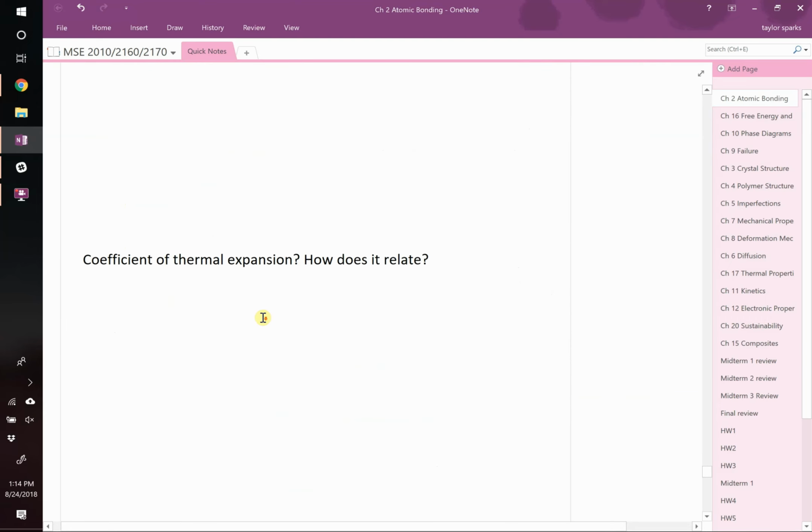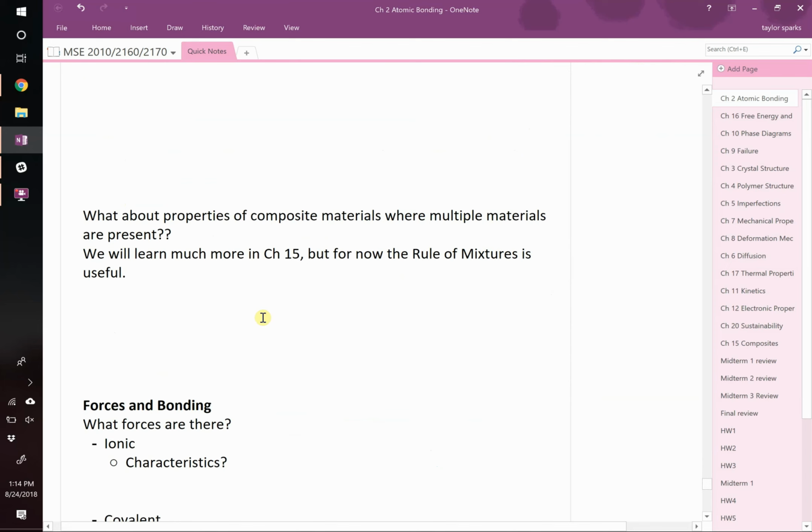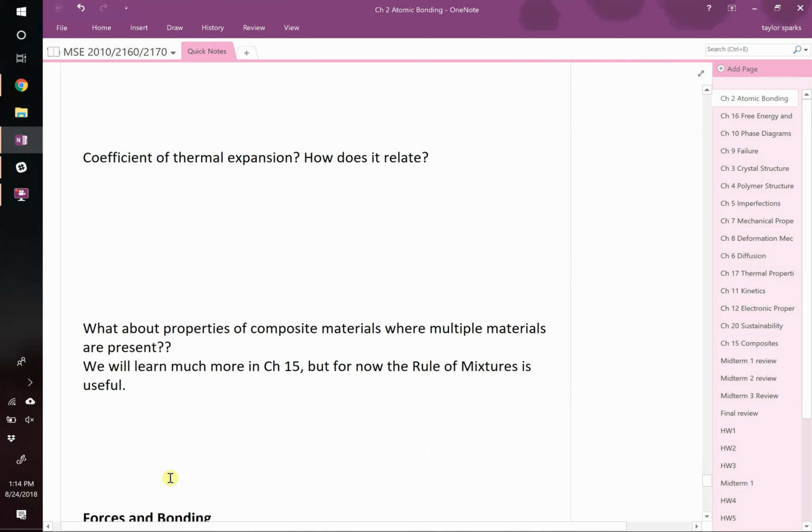Okay, we've already talked about that. Already talked about thermal expansion. Should have cut these out of my notes.